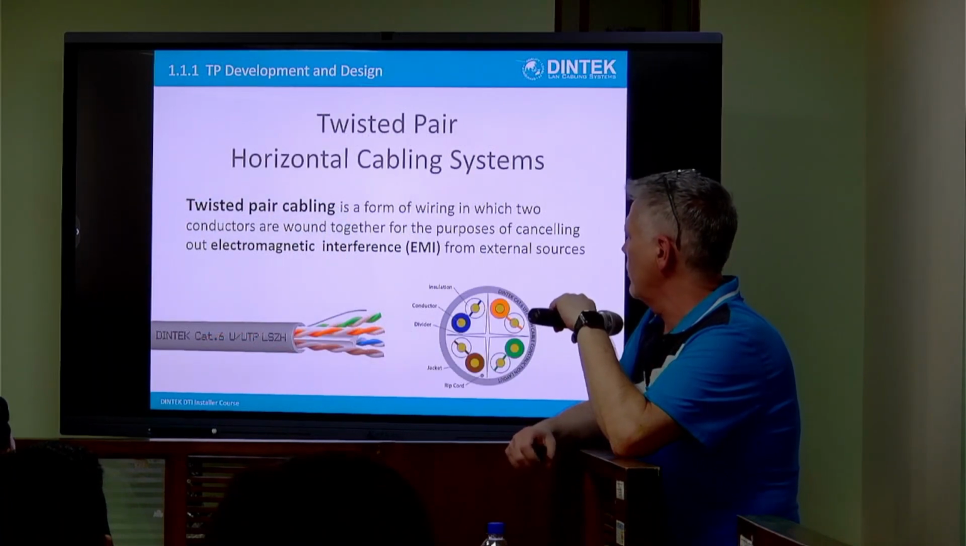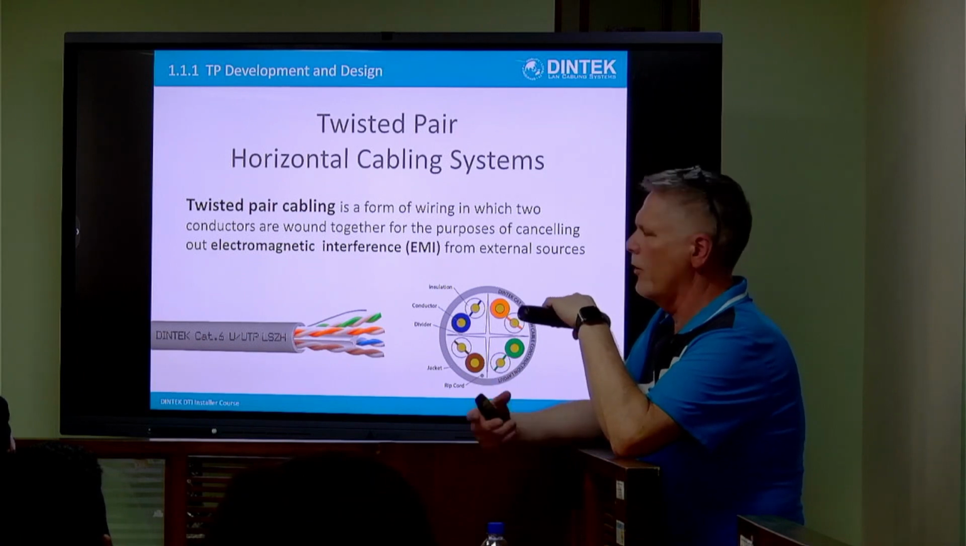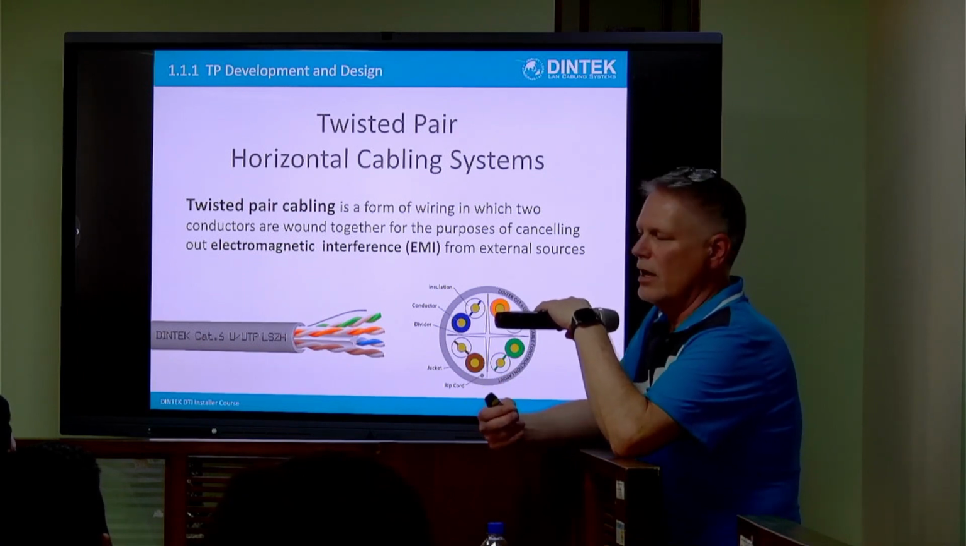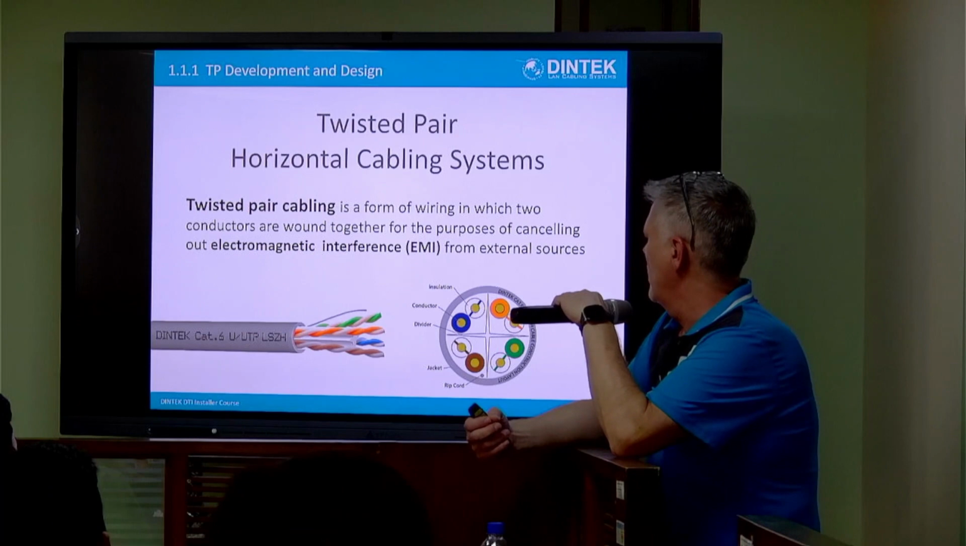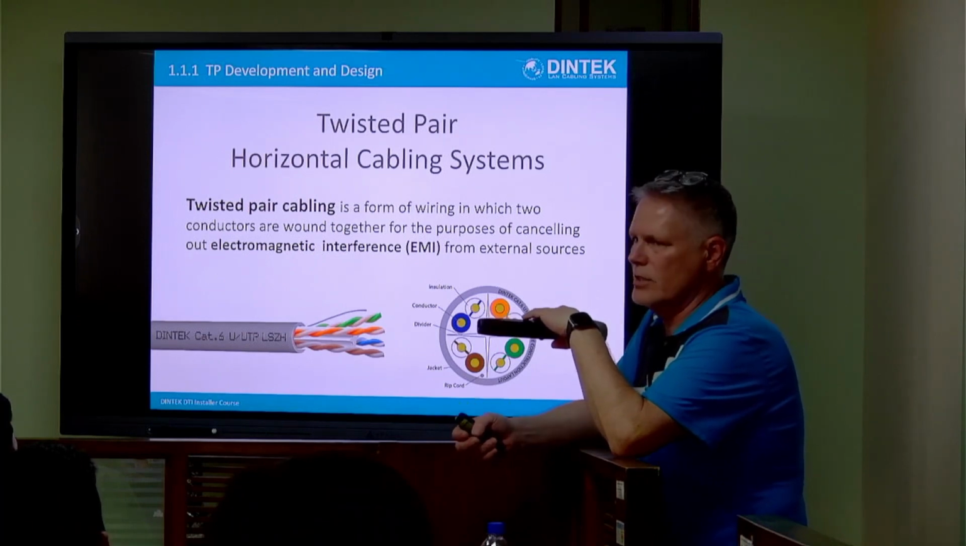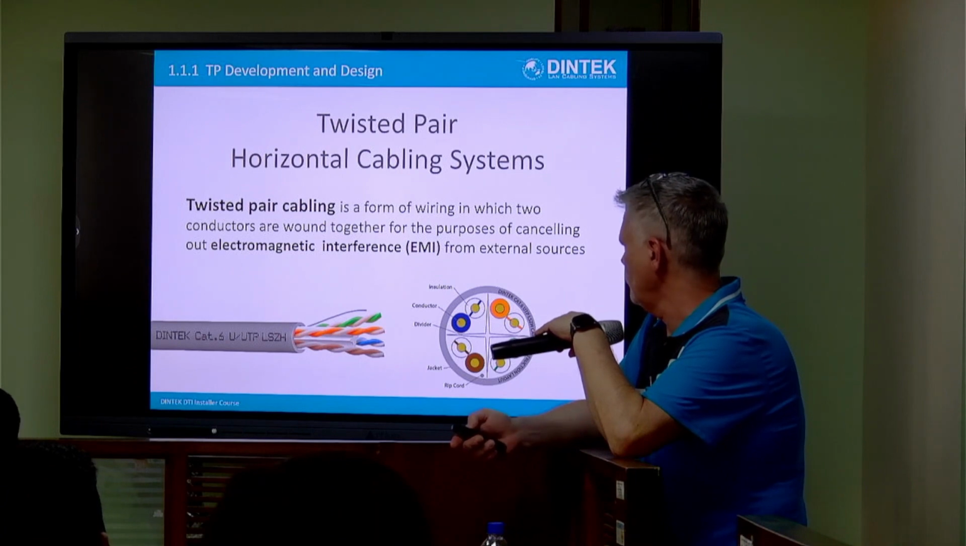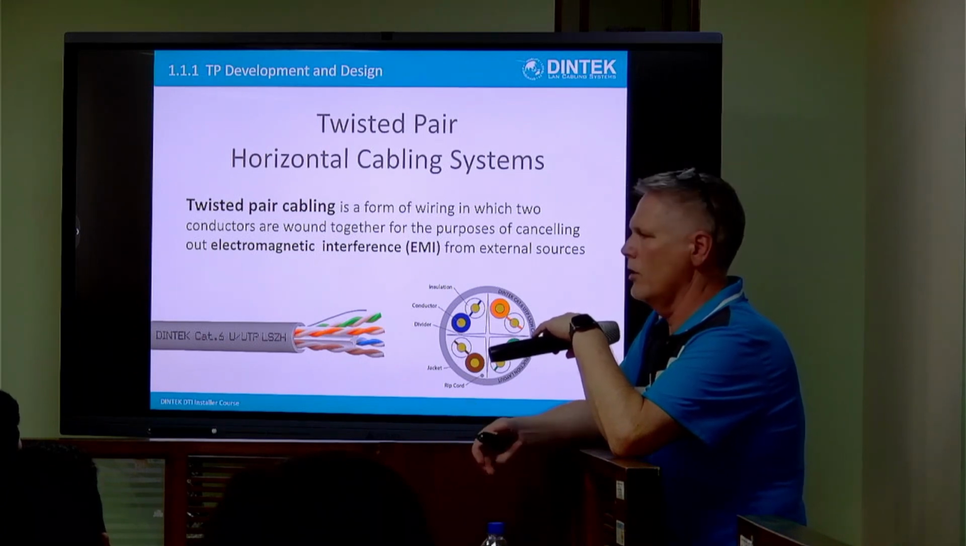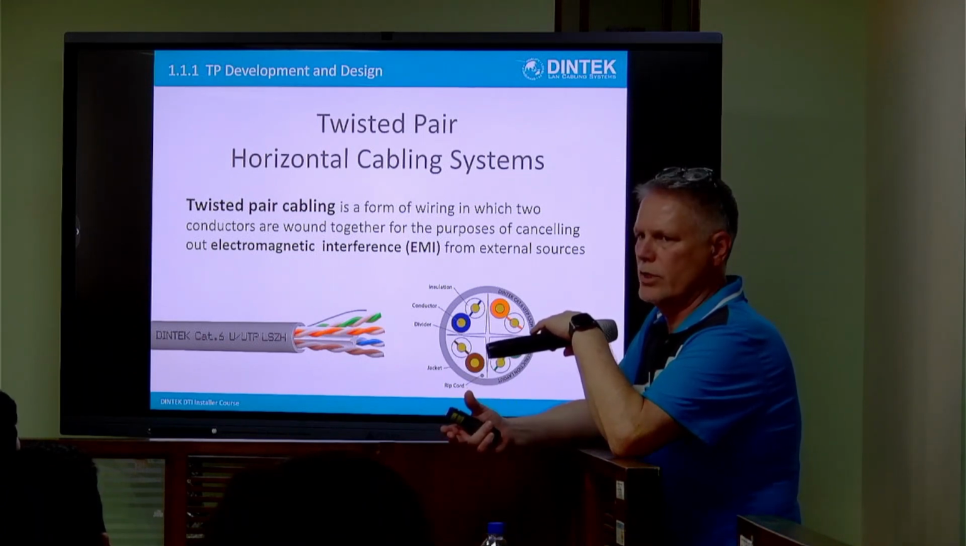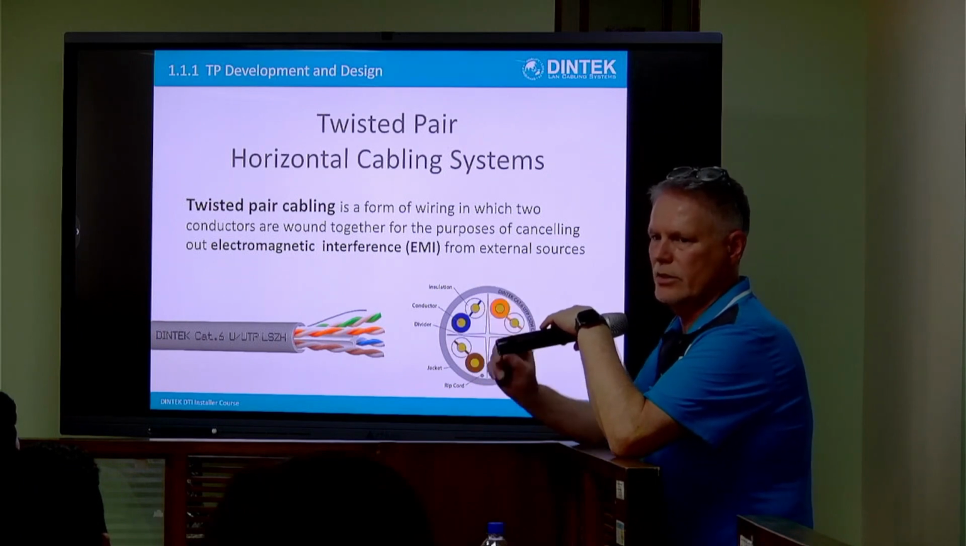Right, so let's have a look now at twisted pair cable. It is a form of wire in which two conductors are twisted together, and this is for the purposes of cancelling out electromagnetic interference. That interference is going to be either from external sources or between different pairs in the same cable.